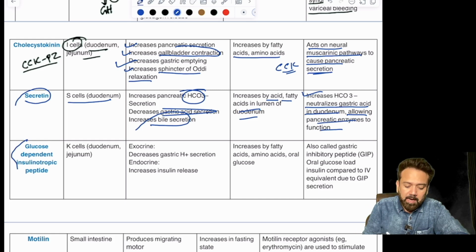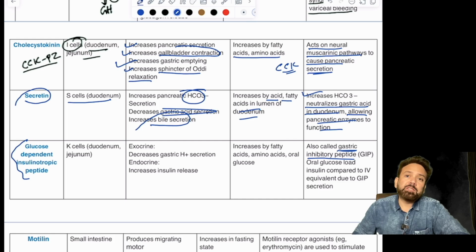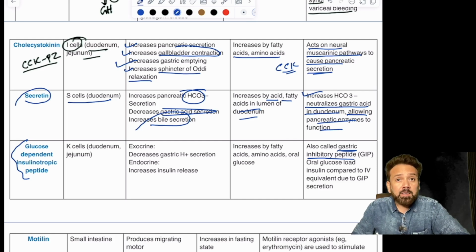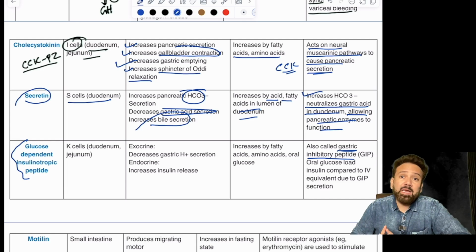Next is GIP. Initially, we said it is gastric inhibitory peptide. So initially, GIP meant gastric inhibitory peptide. At that time, we did not know the endocrine function. We only knew that it decreases some acid-like substance. But now we know what the actual main function is.